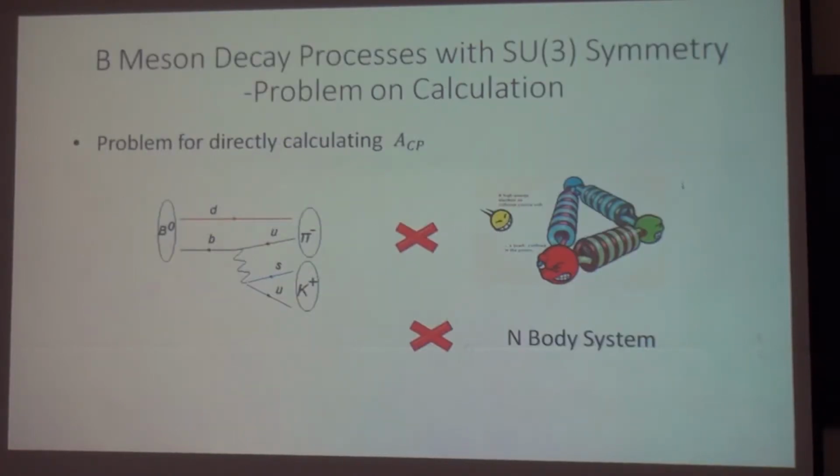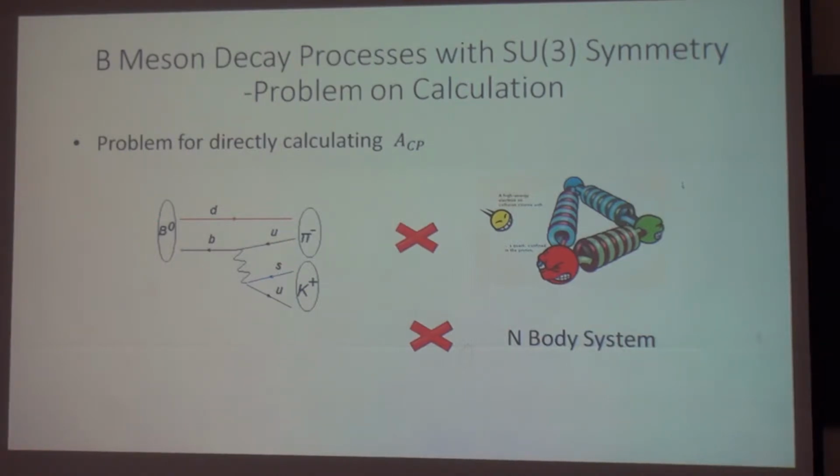Okay, and now maybe the first step is to select how to calculate the ACP, or if we want to predict some interesting relation, we will just directly predict ACP. However, for example, in this process, we have two problems. The first problem is that at the hadronic level, QCD becomes a non-perturbative theory. And the second problem is the n-body problem. People actually don't know how to calculate the n-body system. You can see in here we have many quarks.